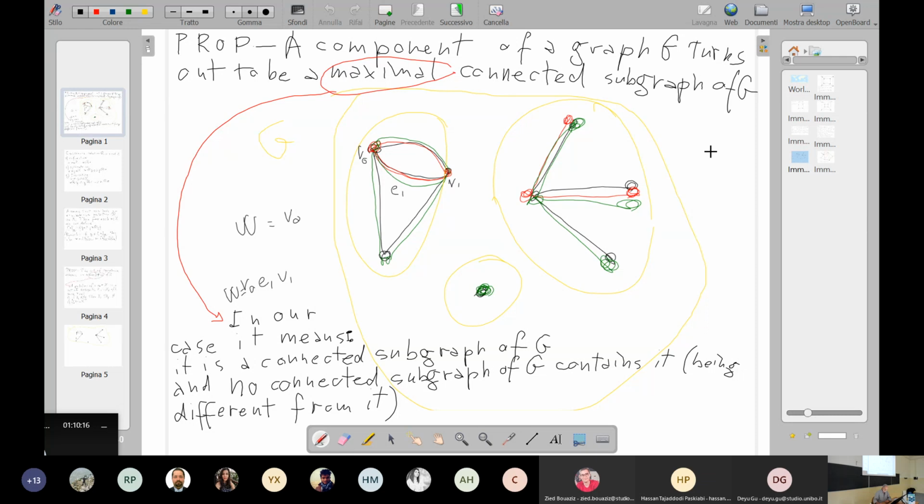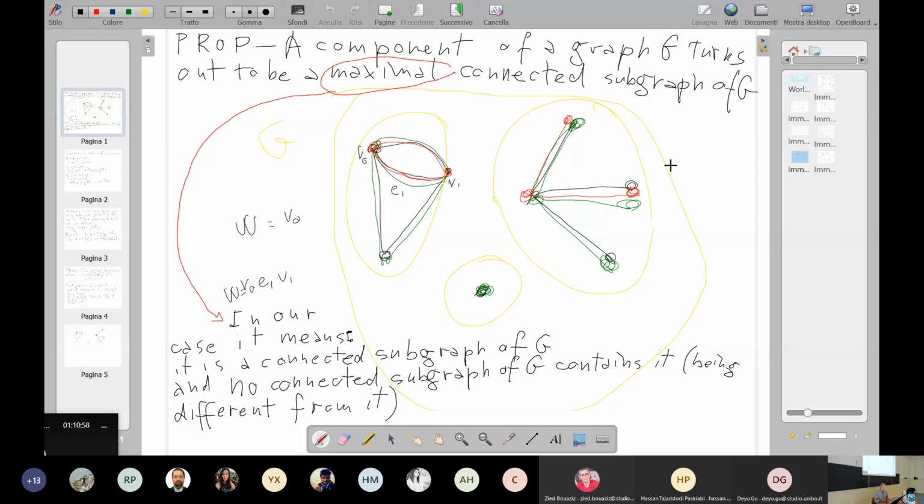Is it connected? Yes, it is. Why? Because I look at the definition. I take this vertex. Is it connected to itself? Yes, by the 0 length path. This and this vertex, are they connected? Yes, because there is this path. Vertex, edge, vertex, edge, vertex. These 2 vertices, are they connected? Yes, because vertex, edge, vertex is by itself a path connecting the 2. So this red one is a connected subgraph of our graph G.